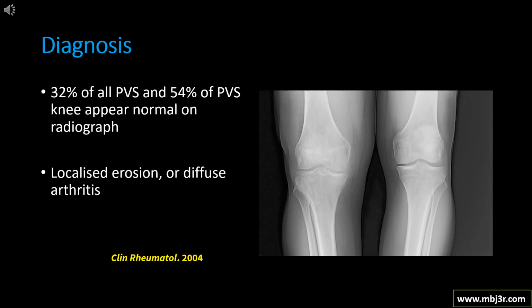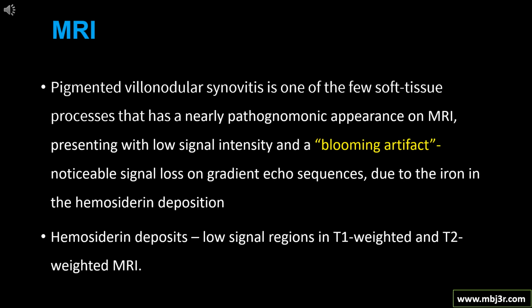Coming to the diagnosis, 32% of all PVSs and 54% of the PVS of the knee appear normal on radiograph. In the localized form, you can see erosion. In the diffuse form, you will see arthritis of the joint. In many instances, advanced imaging such as MRI is obtained to rule out other etiologies. It is the most sensitive imaging study to evaluate pigmented villonodular synovitis.